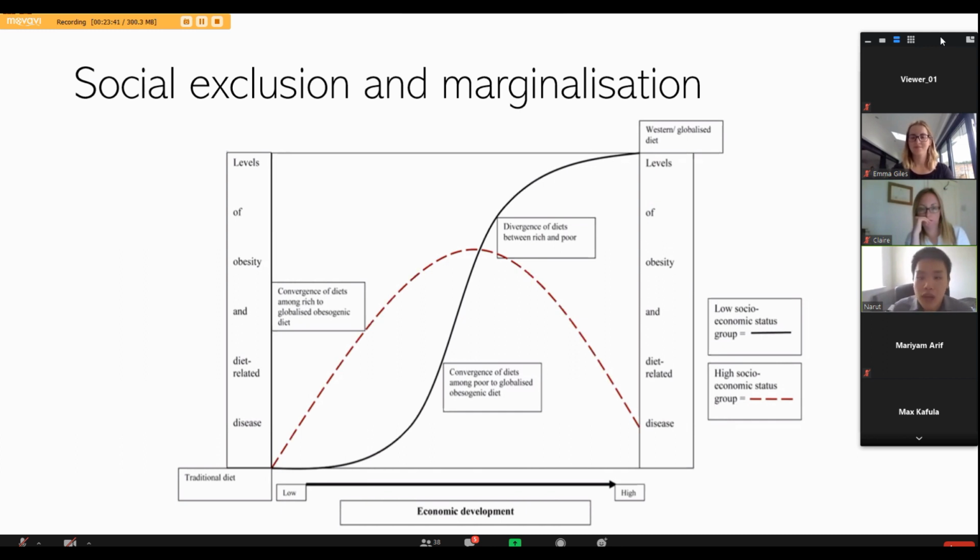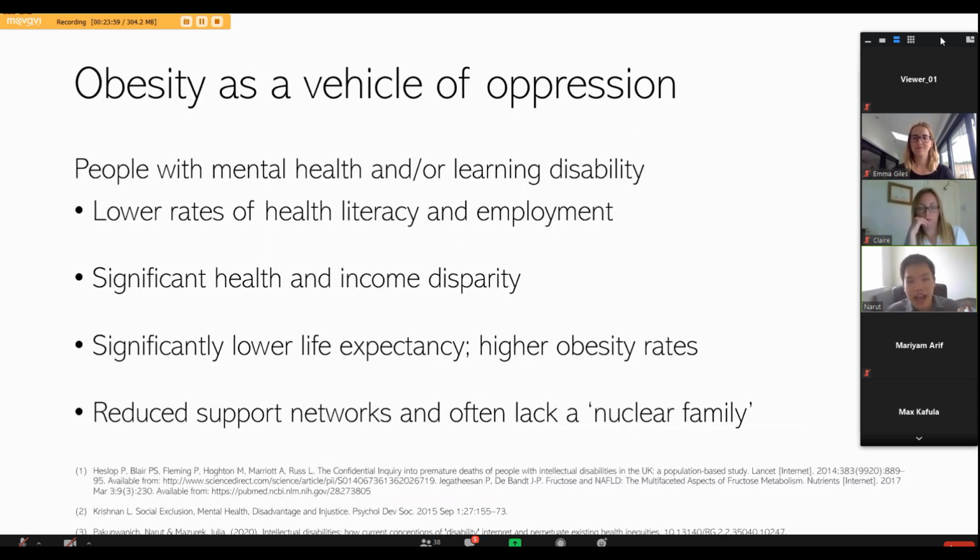Food poverty and food insecurity in these cases are very strongly associated with obesity. And it makes sense. So we can see on the right-hand side, it is those of lower socioeconomic status, those who are marginalized and excluded, who are obese in developed countries. And that's really important, because then obesity acts as a vehicle of oppression. I think this is a theme that I might weave through this discussion, that obesity is, in this case, a form of oppression.